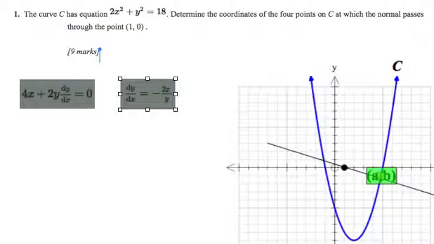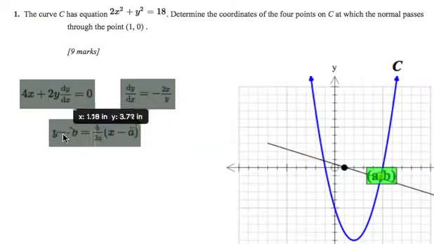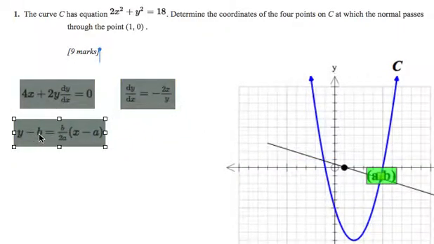And so my equation should look something like this. Now this is point-slope form: y minus y1 equals the slope times x minus x1. You'll notice that we've put in a point (a, b), because we're saying that the normal line has to go through (a, b). And the other thing we're saying is that the slope needs to be normal to C, or perpendicular to C. Now at (a, b), the slope is, if you put a and b in here, negative 2a over b, right?